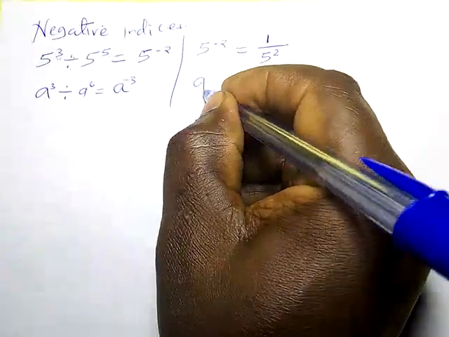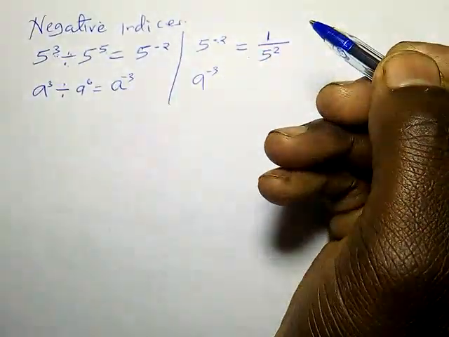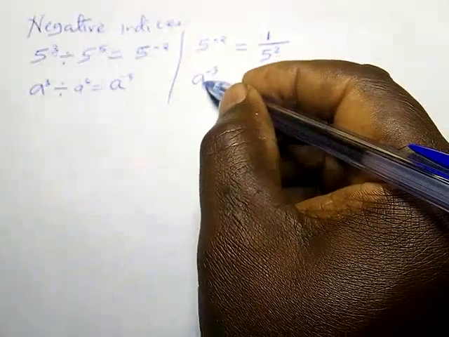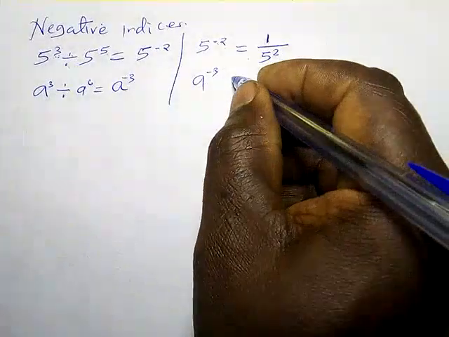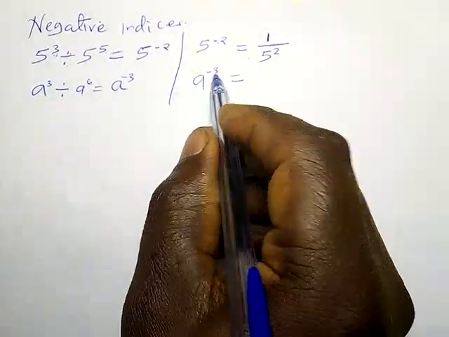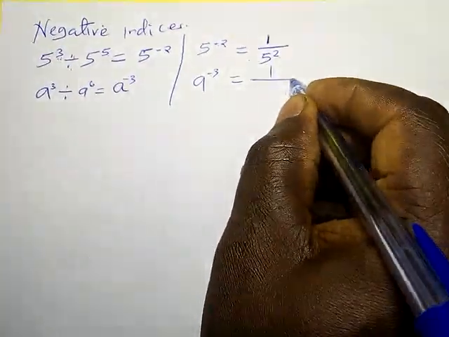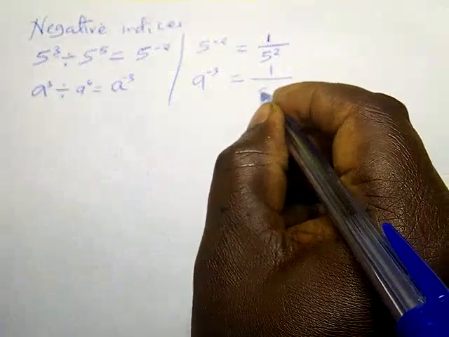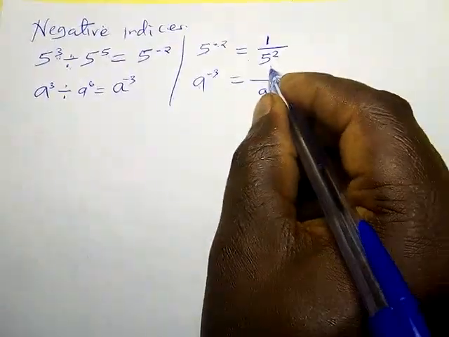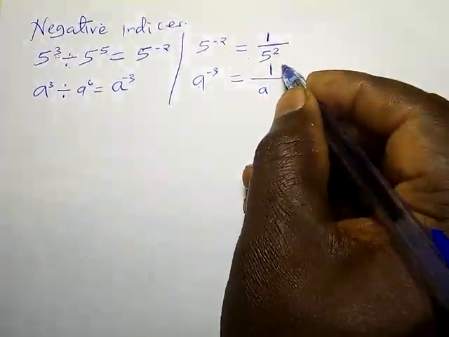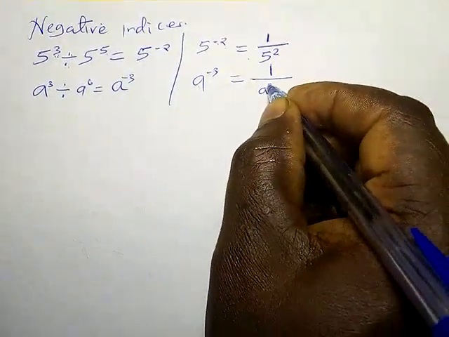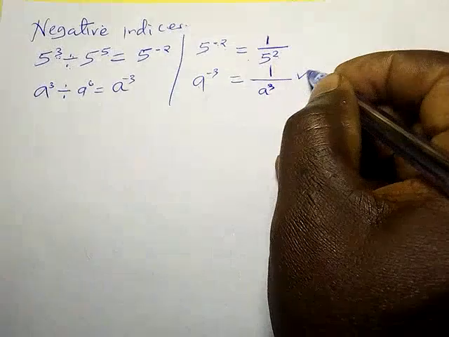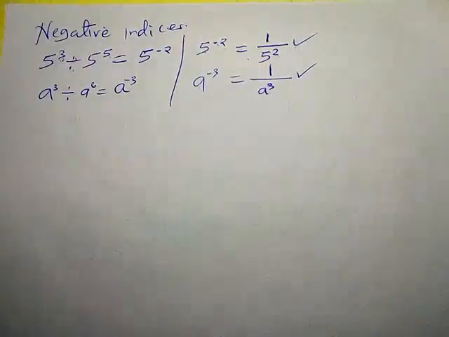I have a raised to power negative 3. So if I'm asked to write this a raised to power negative as a positive index, then I will have 1 divided by a raised to a positive power, because I'm looking for the reciprocal, it becomes positive, right? Those are the things you need to master.